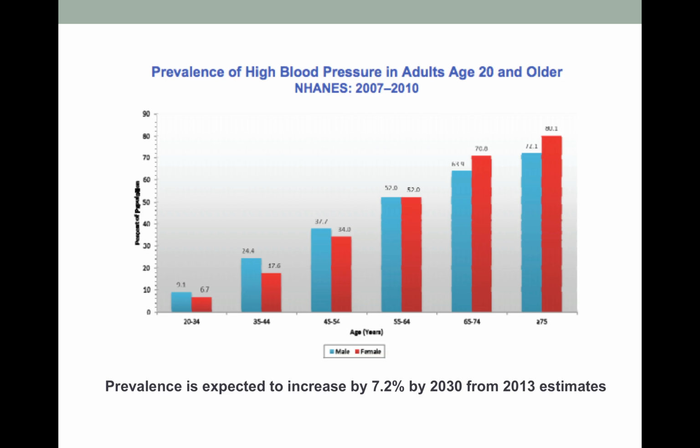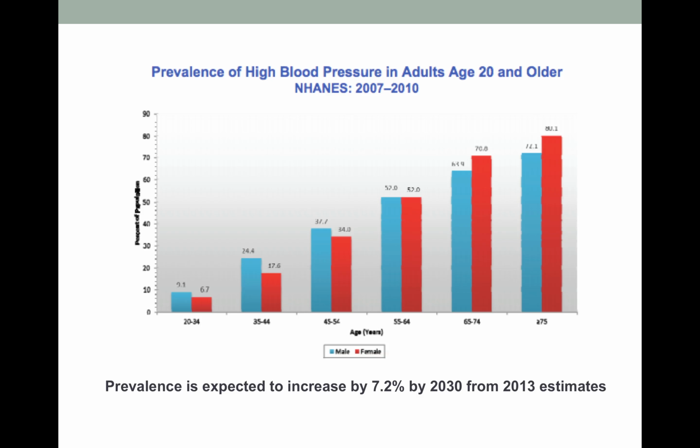So it starts off around anywhere between 6 and 9% of the population that have high blood pressure between the ages of 20 to 34, and it steadily increases, quite a linear relationship, all the way up to greater than age 75, 72 to 80% of that population. So most people are going to develop hypertension unless we come up with some drastic means to prevent it.